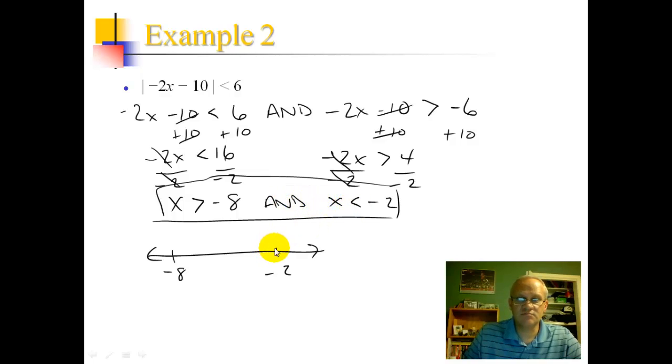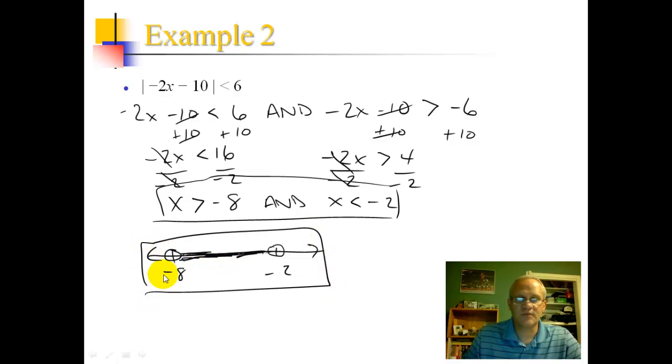Less than negative 2, not equal. It's an open circle. Less than means it's going this way in the middle. Greater than, no equal sign, open circle. Greater than negative 8 means it's going to the right. So it's going to be all these numbers in here since it's an "and." Okay, so that's what our graph is going to look like.